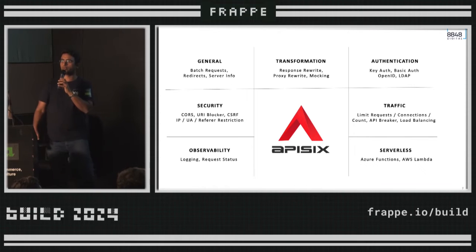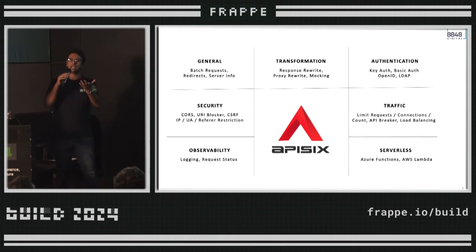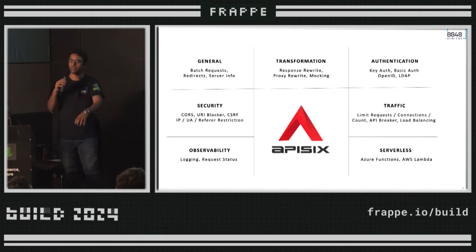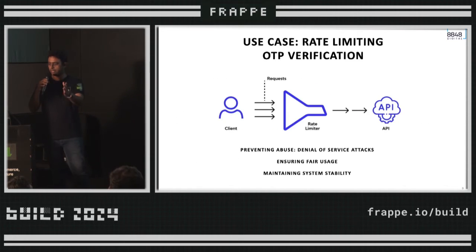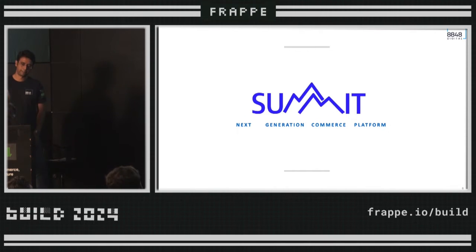So there are certain use cases we have solved, and Shadab will take you through them. Summit is our e-commerce product that we have built. It's an open source solution with a React.js front end. It's a web application which connects purely to ERPNext. Until now the connection was a direct one, but now we have added an API gateway in between, APISIX, and we'll take you through a few use cases of what we have done. Over to you.